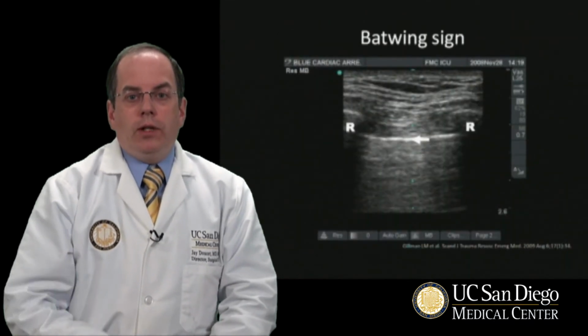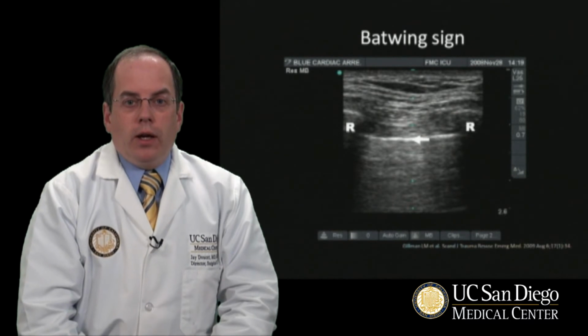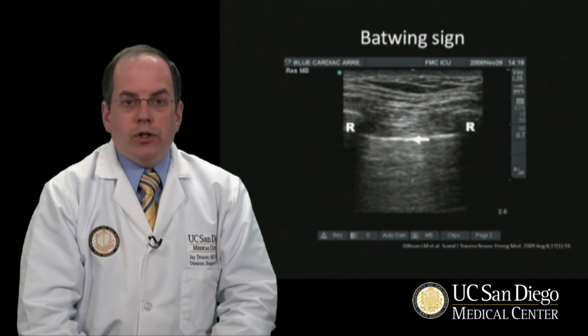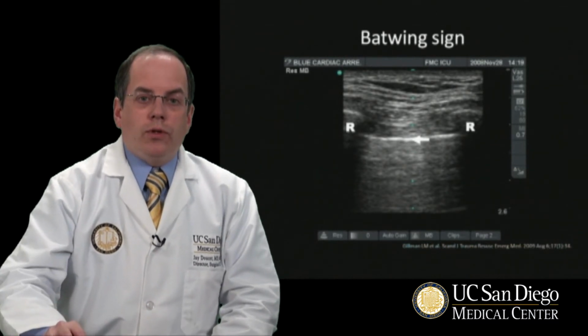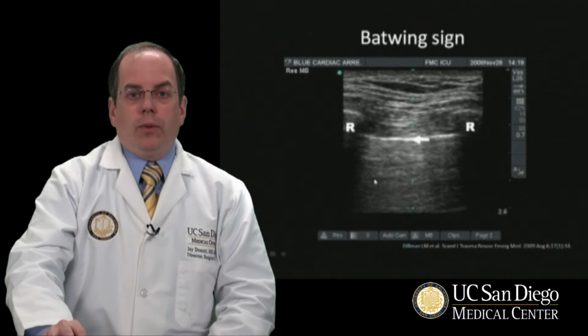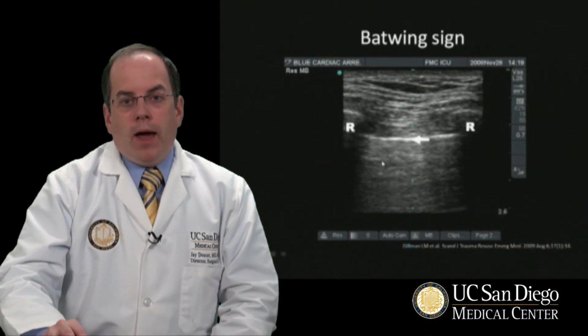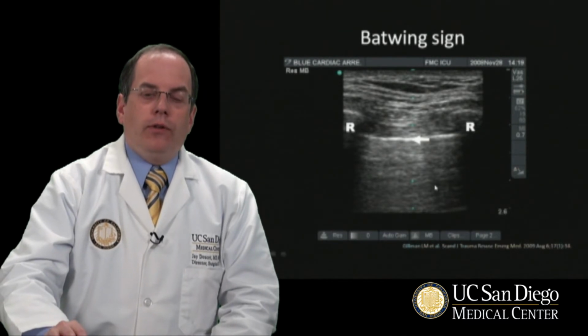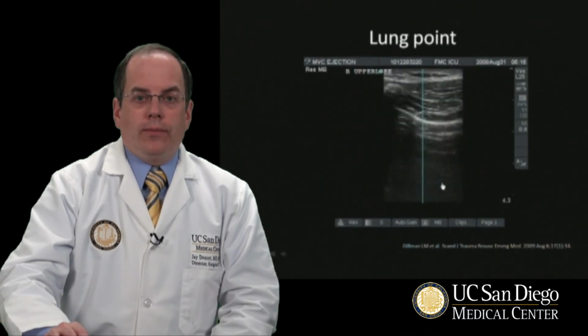Also sometimes seen when a patient has a pneumothorax is the absence of anything seen around the rib edges. The two R's here indicate ribs, which do not transmit sound particularly well. And seen behind that is an indistinct area. This is the so-called batwing sign because this doesn't change as the patient breathes.